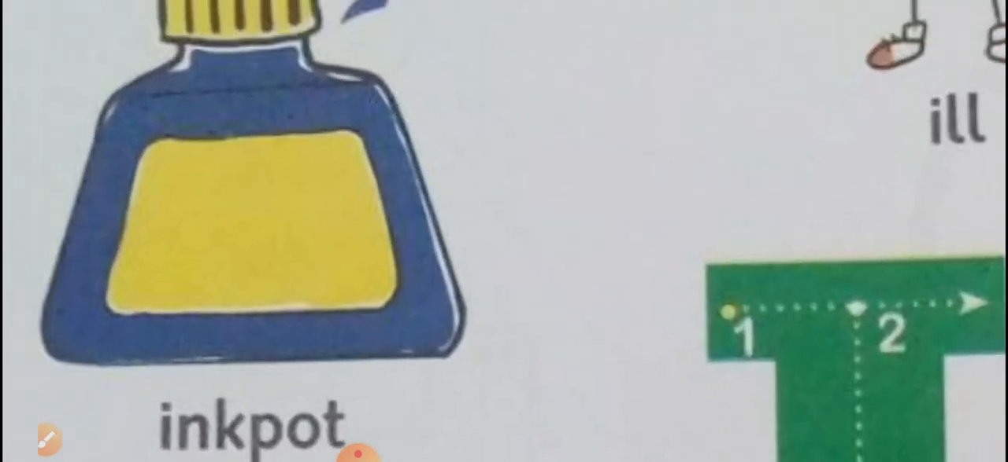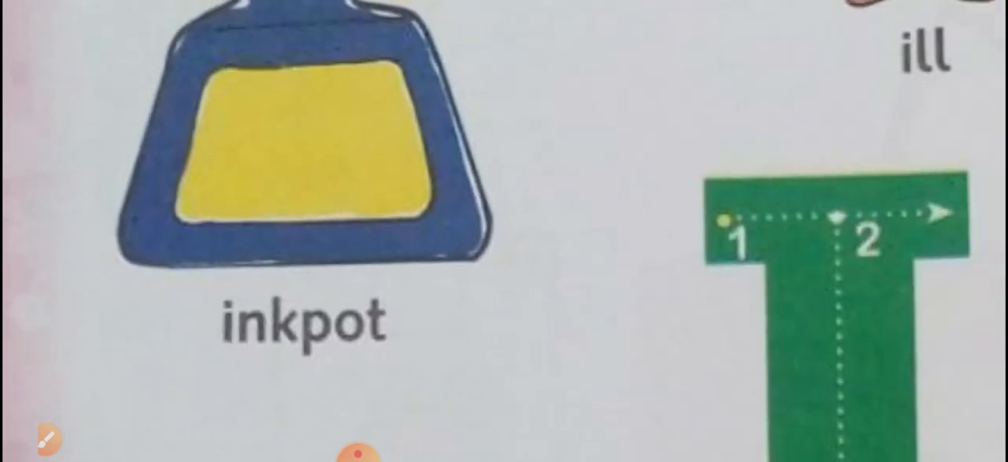Okay, children, what is this? This is ink pot. What is this? Ink pot. Yes. You know what is ink pot? Ink pot is a small bottle and there is a liquid inside, and that liquid is called ink. Ink. E. So see, this letter I is written over here. है ना? I E. Ink pot.